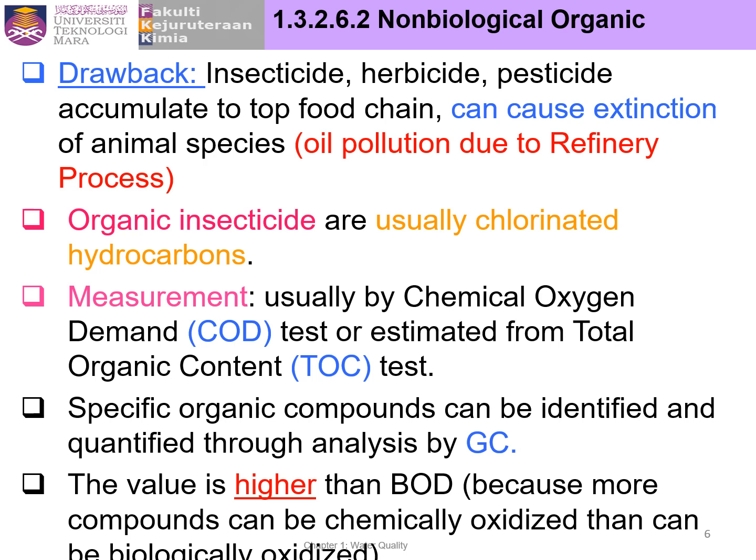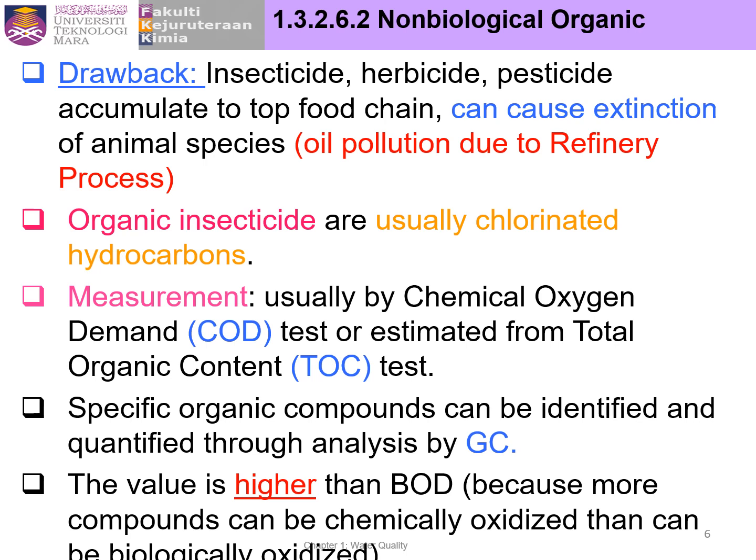It can cause extinction of animal species. So just imagine if you have oil pollution due to the refinery process in the sea. It will cause extinction to the species of fish and so on. Usually non-biological organics also include chlorinated hydrocarbons. So how do we measure this non-biological organic?